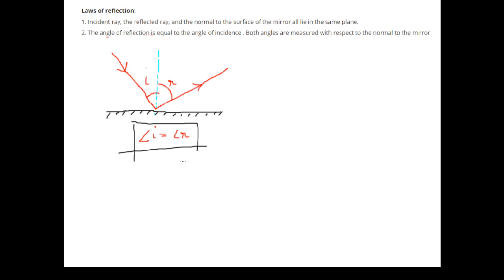What about the first one now? The incident ray, the reflected ray, and the normal to the surface of the mirror all lie in the same plane. So let's see what this means. You have to understand this. We're going to visualize one picture here. Imagine that there's a mirror lying on this line. This is the mirror.